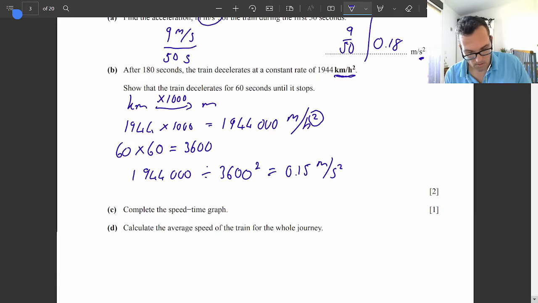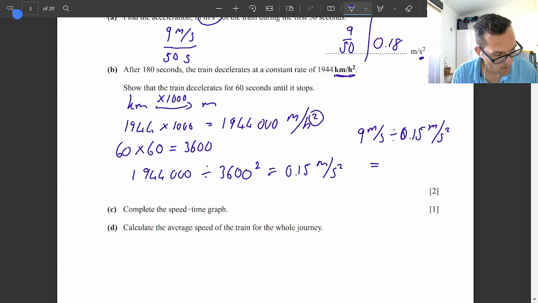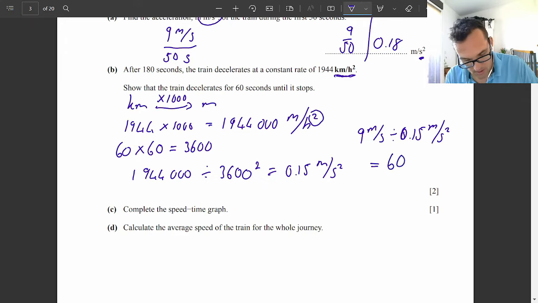Okay, so what's going to happen now, if we take 9 meters per second, divide that by 0.15 meters per second squared, we'll be left with just the time, which will give us 60 seconds. And you've got it.